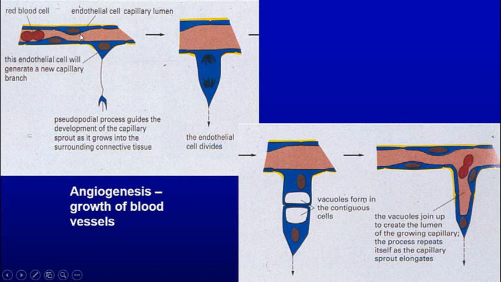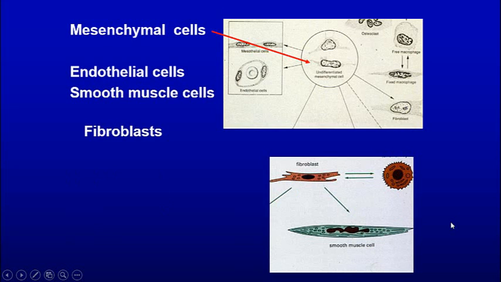So this is your typical blood vessel development, where the endothelial cell sends down a pseudopodia, and then you have cells dividing through there, and then you have spaces, and then that space becomes continuous, and all of a sudden you've got an outgrowth of blood in through there. The mesenchymal cells are the cells that are the source for endothelial cells.